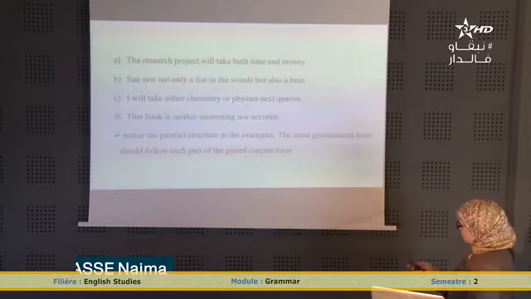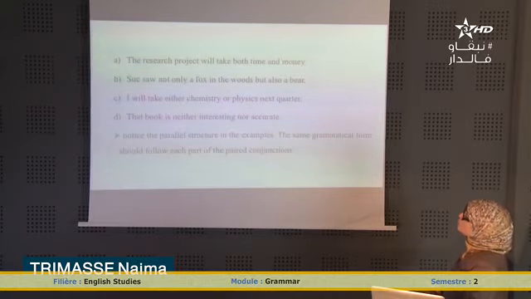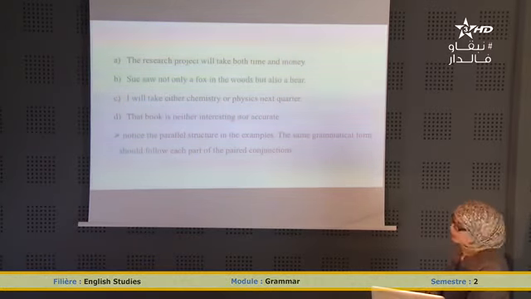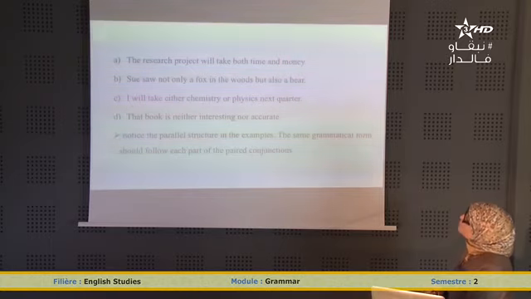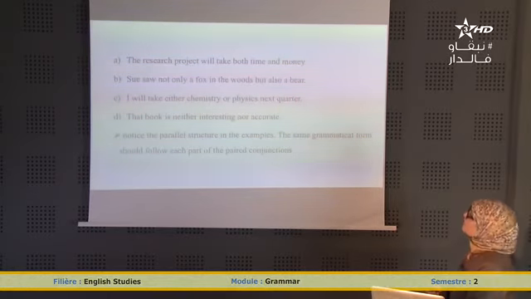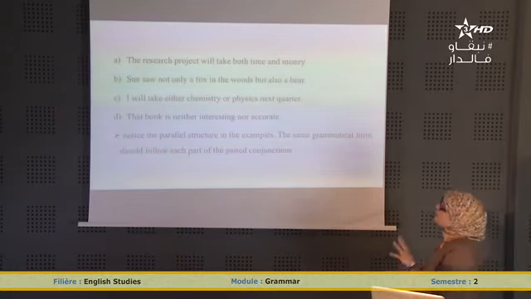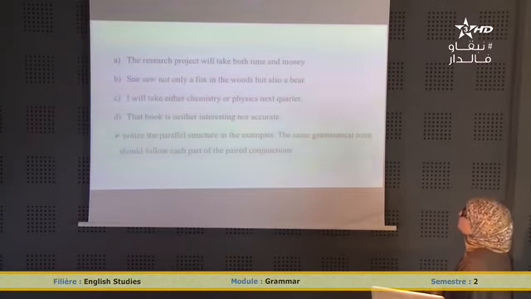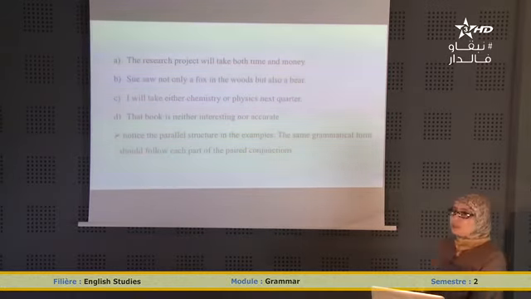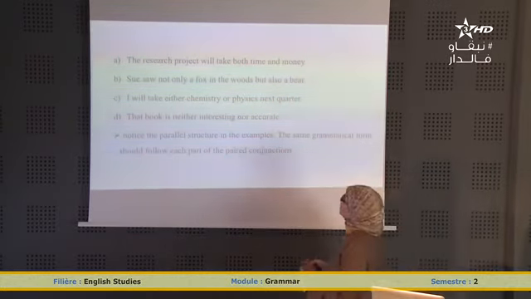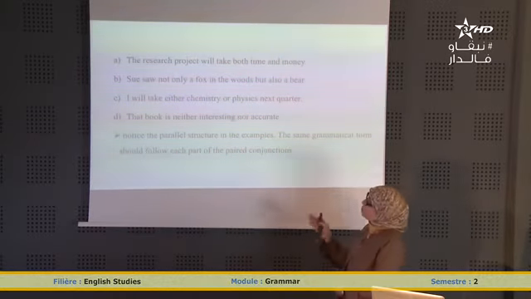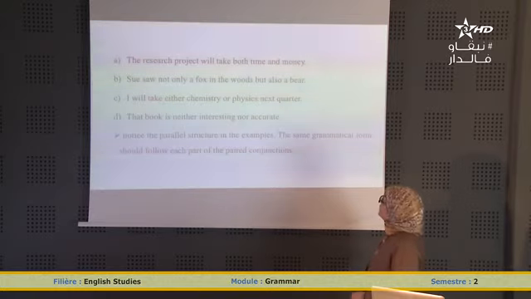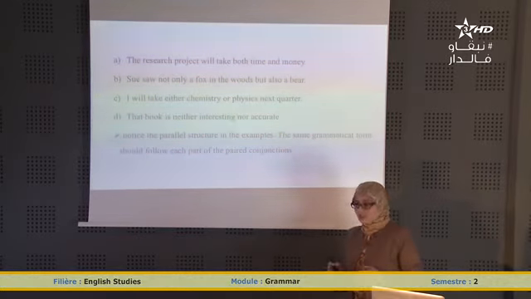Now let's look at these examples. The research project will take both time and money. Sue saw not only a fox in the woods, but also a bear. I will take either chemistry or physics next quarter. That book is neither interesting nor accurate. Now notice the parallel structure in the examples. The same grammatical form should follow each part of the paired conjunctions.